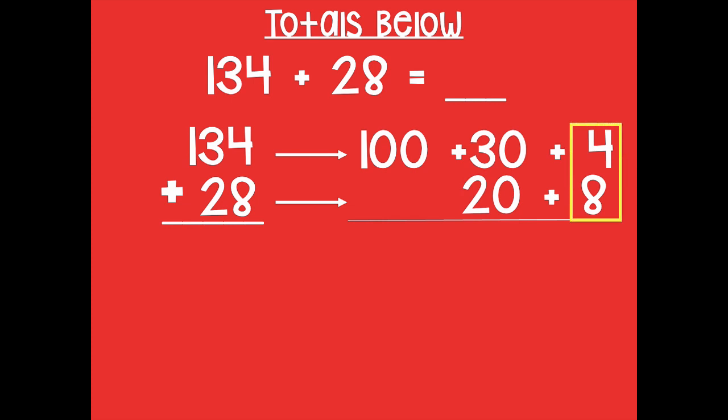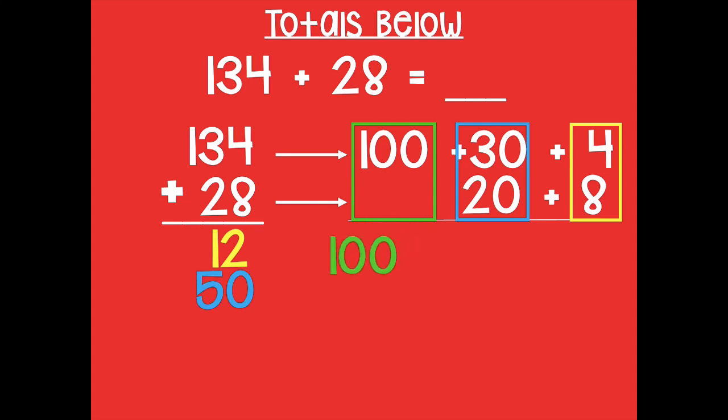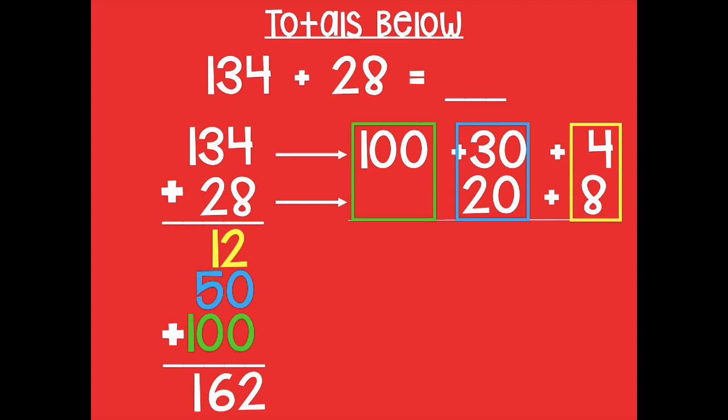Okay, so start with the ones. Just from before, we know that 4 plus 8 equals 12. Well, I'm going to write that total below. Then I move to my tens place. So 30 plus 20 is 50. I move that total below. And then just my 100 stays the same, and I move that total below. Now I add all of that together. So in the ones place, 2 plus 0 is 2. And in the tens, 5 plus 1 is 6. And the hundreds place is just 1 still, 100. So friends, both strategies, we got 162.